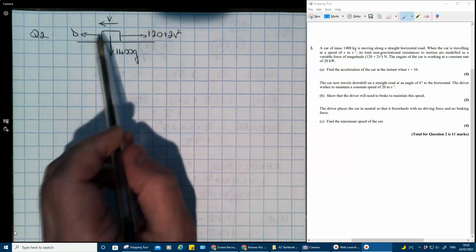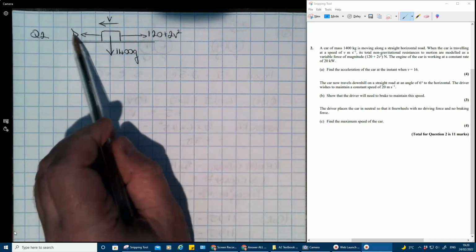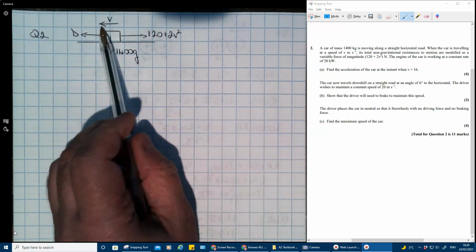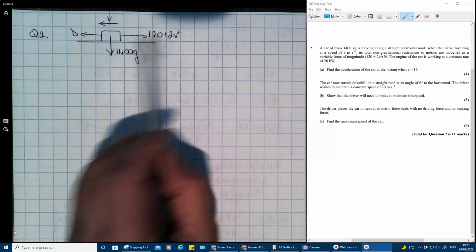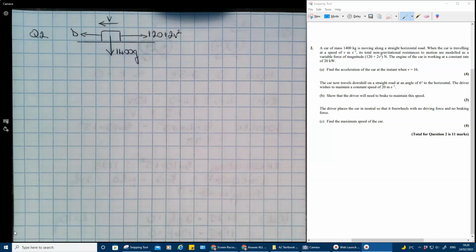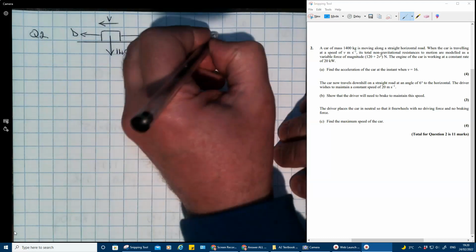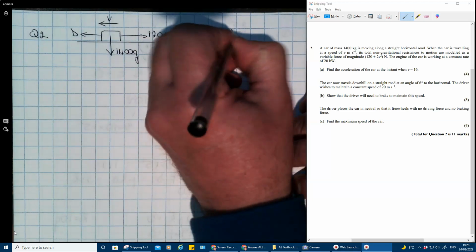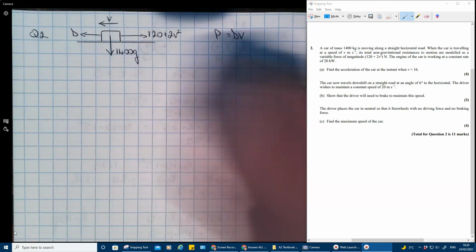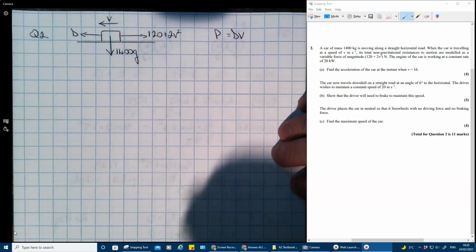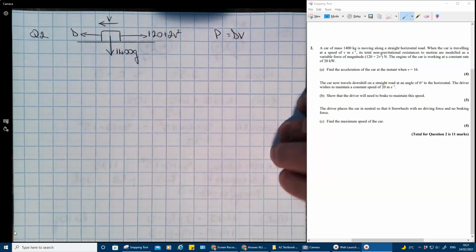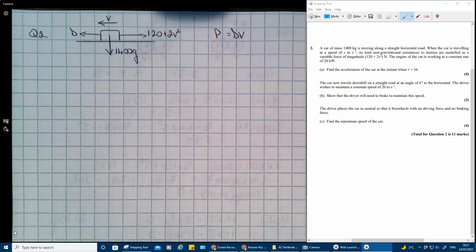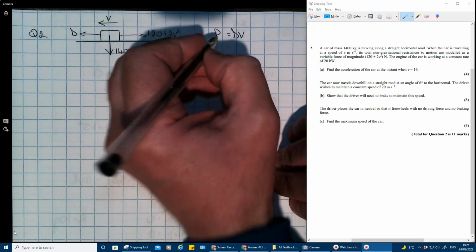Okay, so we're in a situation with a car with a driving force, moving at a speed of velocity v. This is the resistance to it, and the weight is 1400 g, or the mass is 1400. Now we know the power is the driving force times the velocity it's going at the time. So we know that, and what we're interested in is to find the acceleration when v is 16.